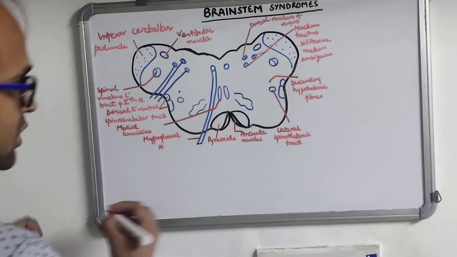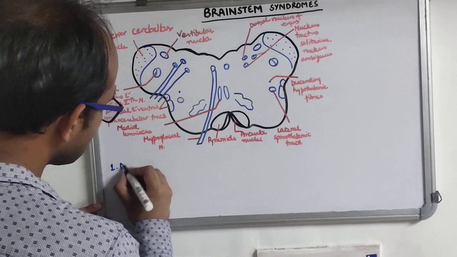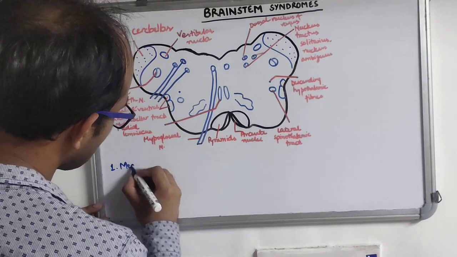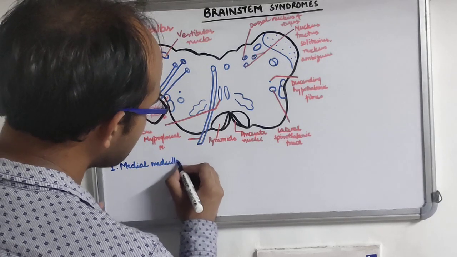So first of all, we'll talk about the medial medullary syndrome, which is also called Dejerine's anterior bulbar syndrome.